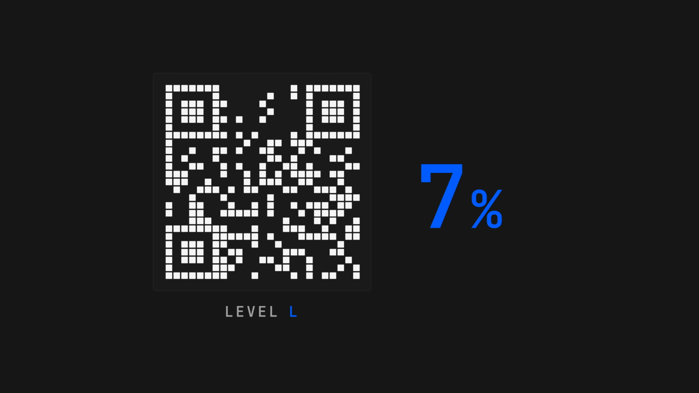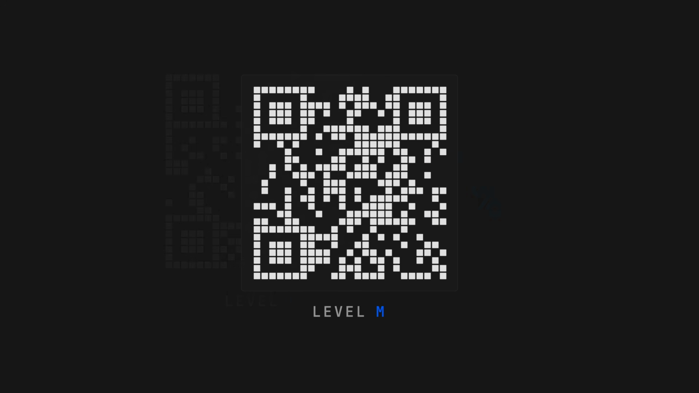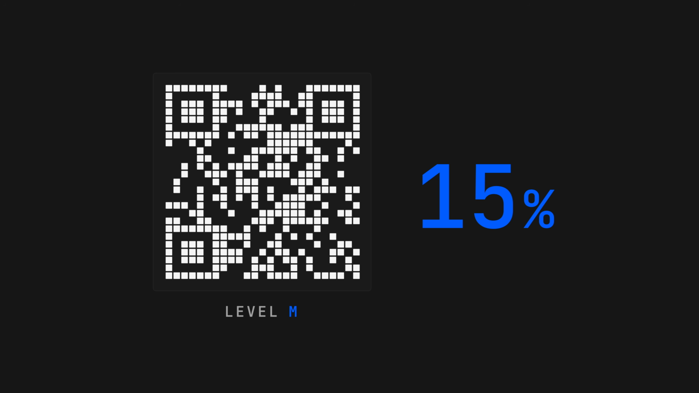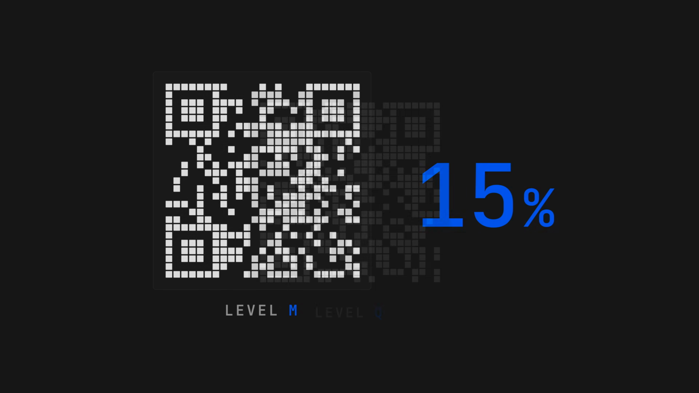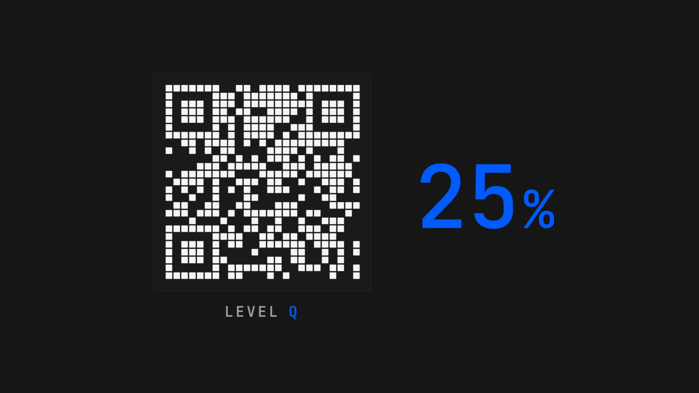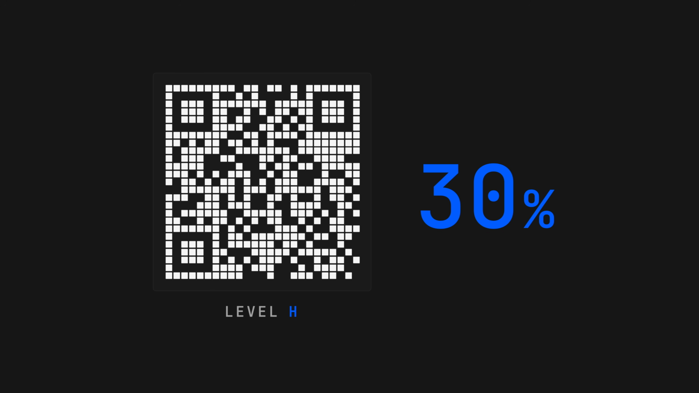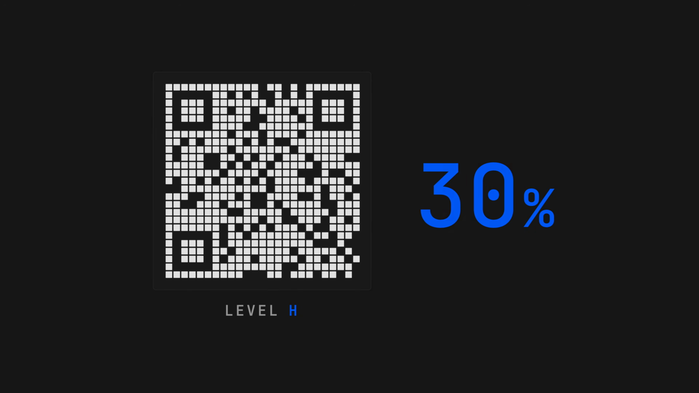Level L gives you about 7% recovery, so the modules can be smaller and you can pack way more data into the same square. Level M bumps recovery up to about 15%, and that's the default for most general-purpose codes. Level Q steps it up to 25%, which is what you use for product packaging or anything printed that might get scuffed or wrinkled. Level H gives you about 30% recovery, but the code gets visibly denser because so much of its surface is parity bytes instead of payload.